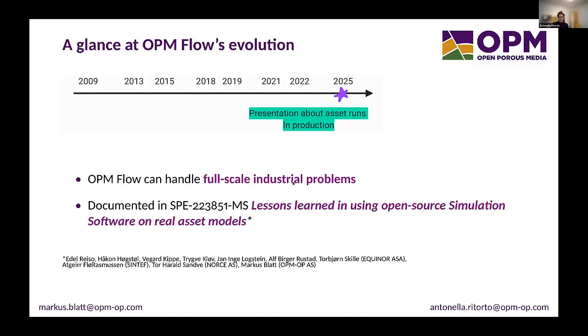There is a recent paper, and there is a link later on. "Lessons learned in using open source simulation software on real assets model." This is a nice document that shows that OPM Flow can handle full-scale industrial problems. So it's used in real assets in production. And in the paper there is a comparison between OPM Flow performance or features in comparison with commercial simulators. And yeah, so that's our last highlight.